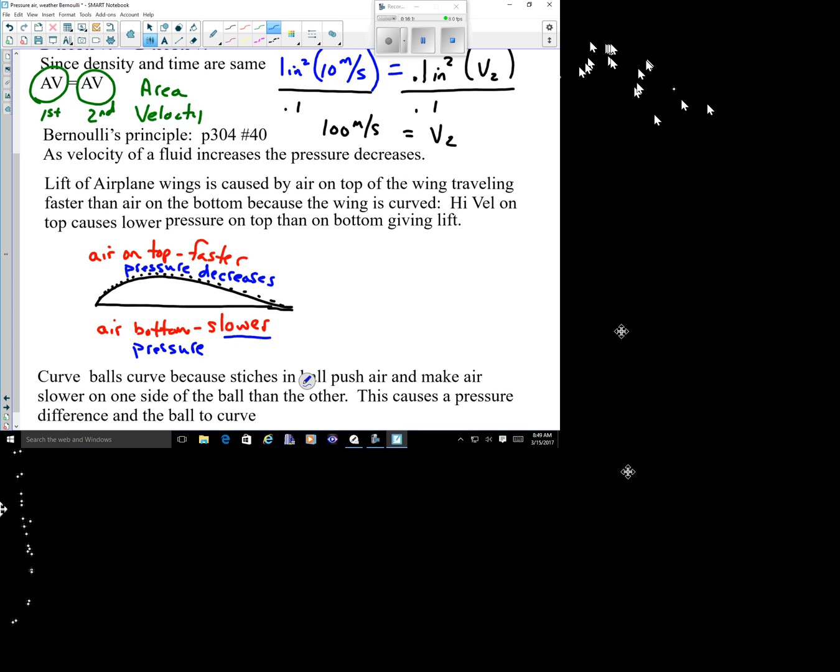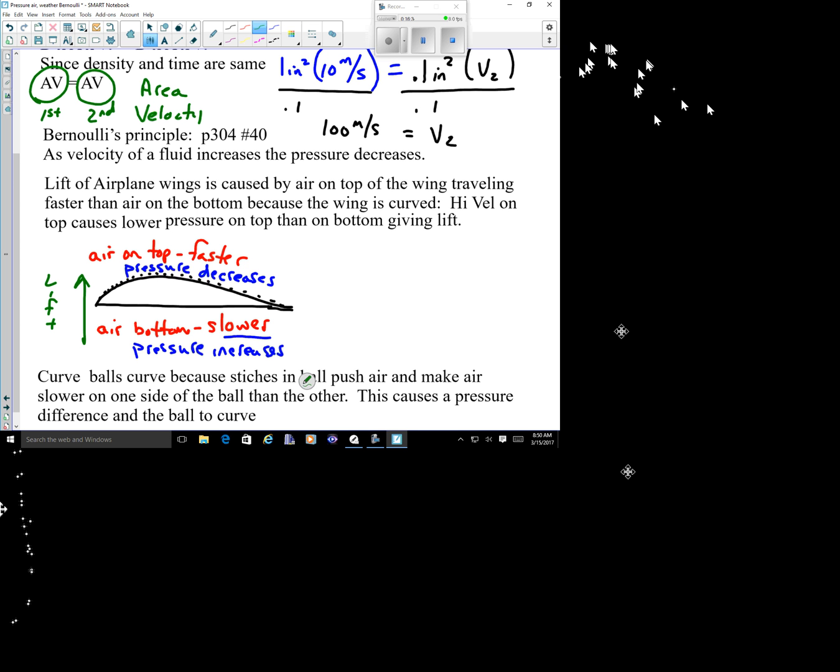Well, if you have high pressure on the bottom and low pressure on the top, the high pressure is going to push into the low pressure, and all of a sudden you now get lift. And that's how an airplane flies.